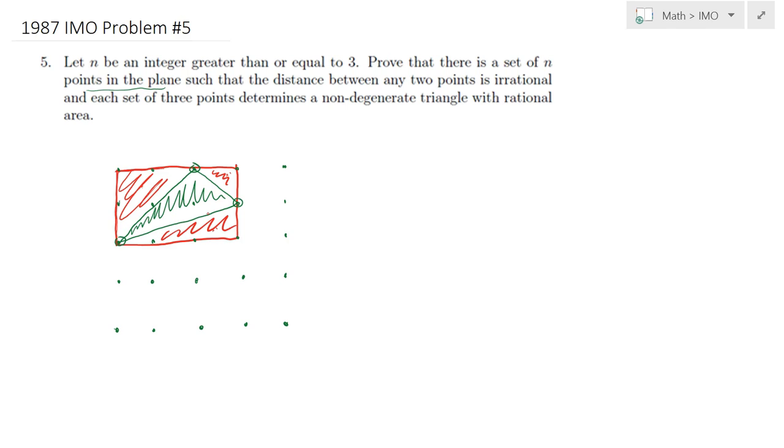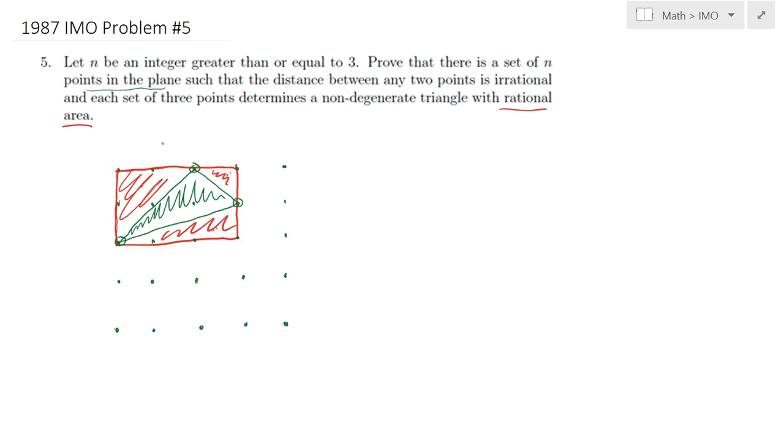So the whole idea therefore is to pick the 3 points on the lattice, so that the areas will become rational. But then the distances between the points must also be irrational, right?